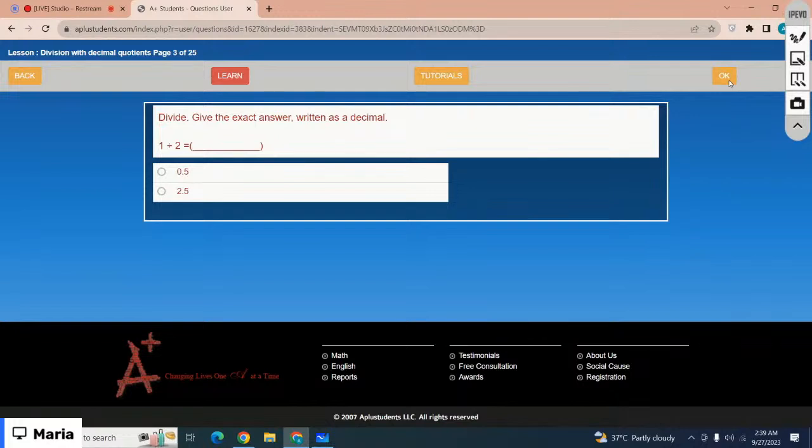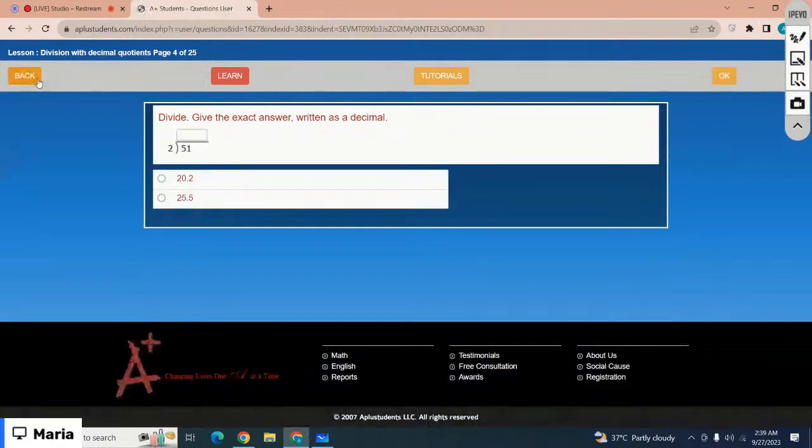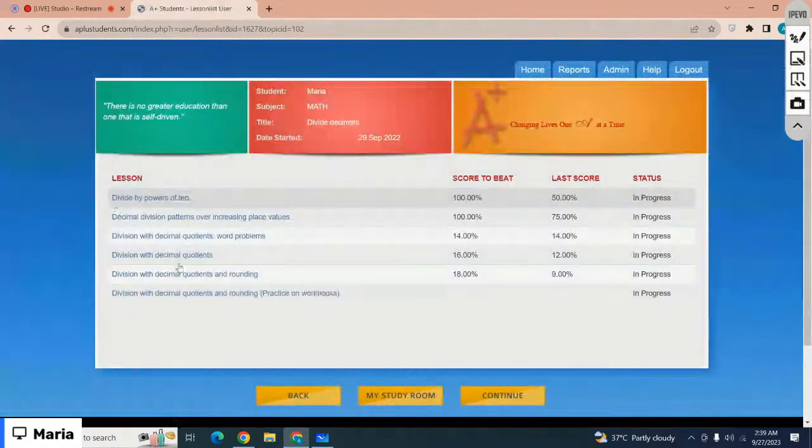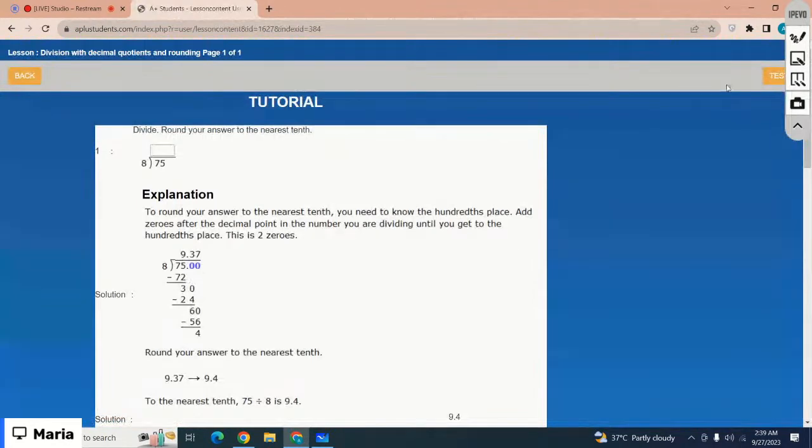Okay, 1 divided by 2, which is the correct option? That would be 0.5, right? Okay, you can complete the lesson by yourself later today. Let's just see division with decimal quotients and rounding. We know how to divide, we just have to go through how to round off the numbers. Let's just do some examples, right?